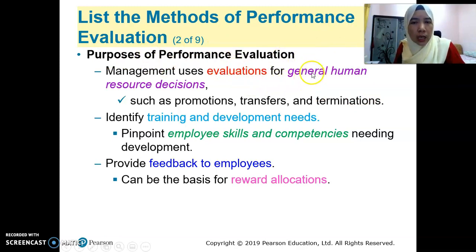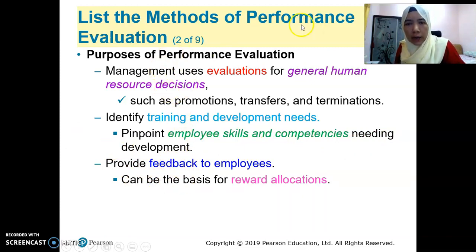So these evaluations are part of human resource decisions, especially related to promotion, transfer, and termination, and are based on the result of performance evaluations. Performance evaluation will also identify whether training and development are needed. For example, if the managers evaluate their employees and find out that these employees lack training and have development needs, they need to provide training for them. They need to improve the employees' weaknesses by giving training and development in terms of career development. Only through performance evaluation will the organization know about the lack in training or development needs of the employees. Performance evaluation will pinpoint the skills and competencies needed, whether they need development or not.